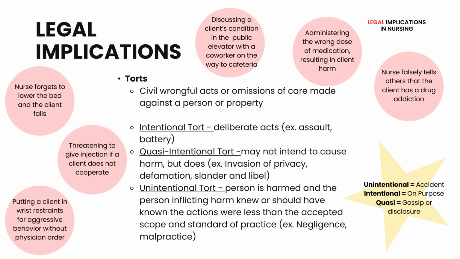Unintentional tort is the person is harmed and the person inflicting harm knew or should have known the actions were less than acceptable within their scope and standard of practice. That's negligent malpractice. So unintentional is an accident, intentional is on purpose, and quasi is your gossip or disclosure.